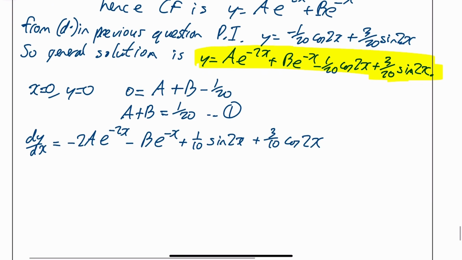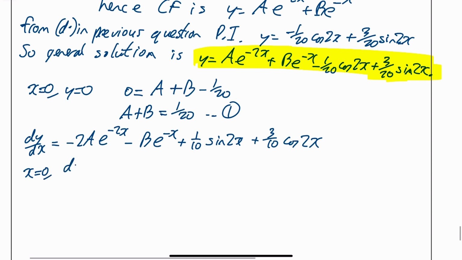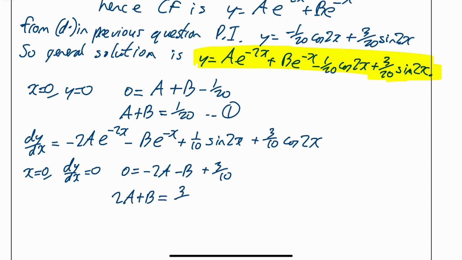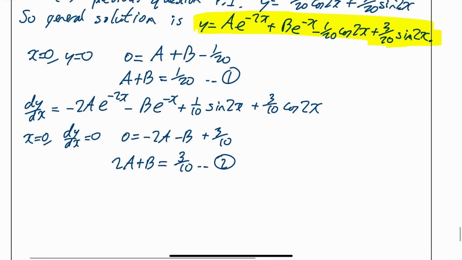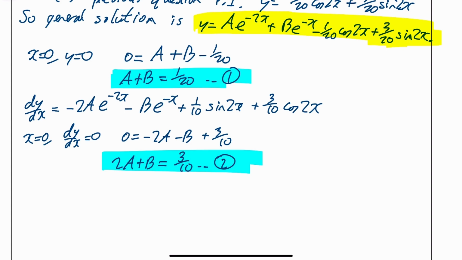And then we'll just say when x equals 0, dy by dx equals 0. So 0 is equal to minus 2a minus b. Sine of 0 is 0. Cos of 0 is 1. So that's going to be 3 over 10. So again, a wee bit of working out. You're going to bring the a and b across this time. 2a plus b is equal to 3 over 10, equation 2. Okay, right, you have your equation 2 and your equation 1. So in blue then, these two things are what we're going to solve. We want to solve these two things.